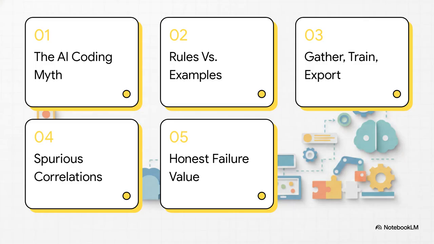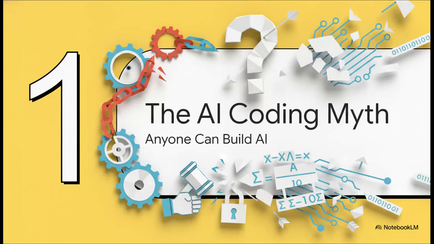To get there, we've structured this explainer into 5 quick chapters: the AI coding myth, rules versus examples, the gather, train, and export pipeline, beware spurious correlations, and finally, the value of honest failure. Starting with Chapter 1, the AI coding myth and why anyone can build AI.